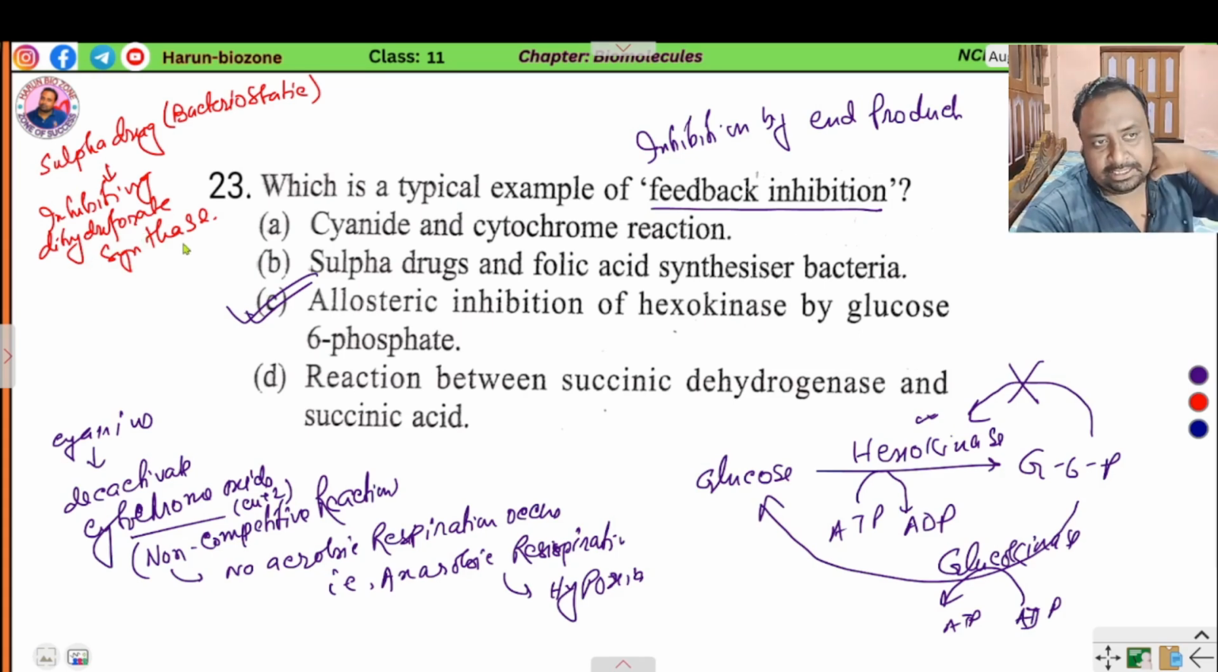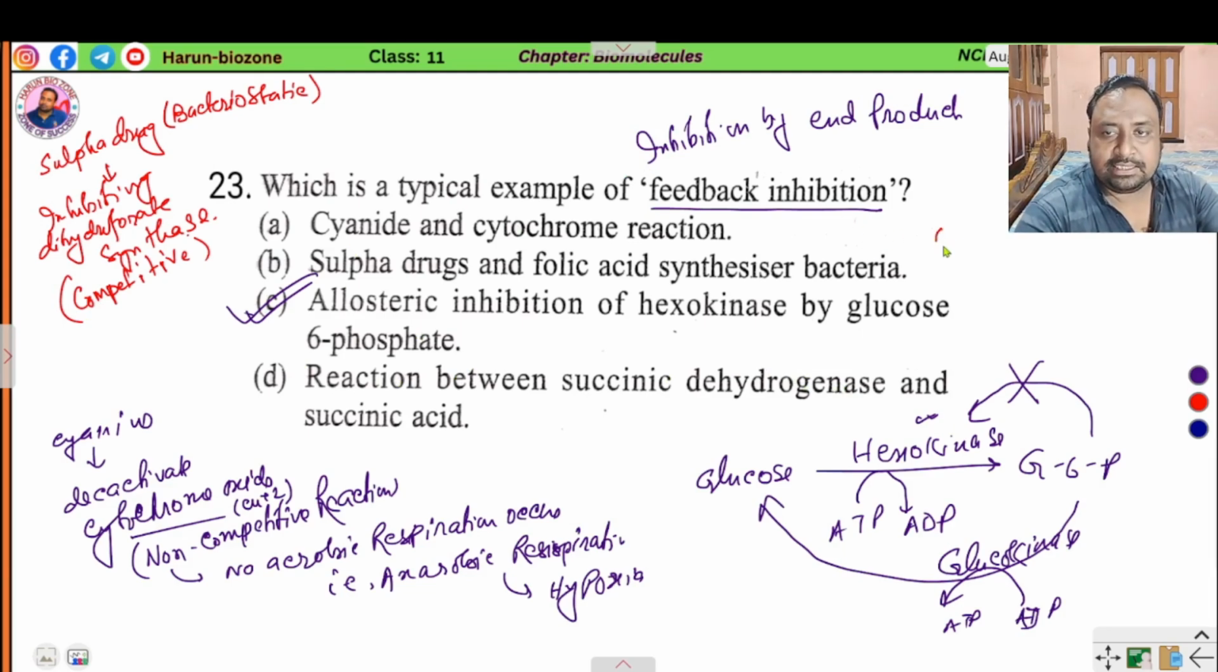In the human body, folic acid is not synthesized. This folic acid is derived from food. But in bacteria, folic acid synthesis occurs by dihydropteroate synthase. This enzyme is inhibited by the sulfur drug. Okay, the sulfur drug is a competitive inhibitor. That means if we use more substrate, they overcome the enzyme inhibition, a competitive inhibitor.